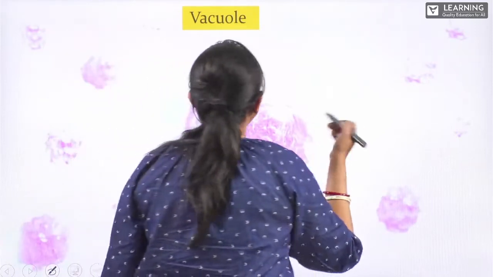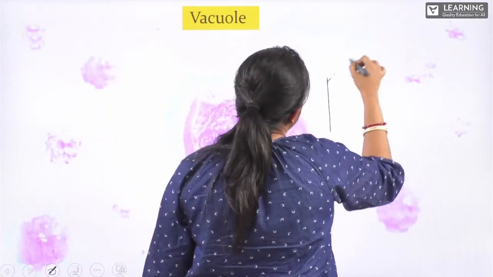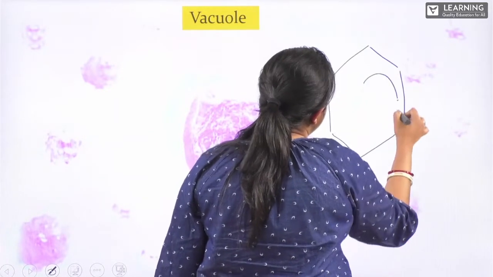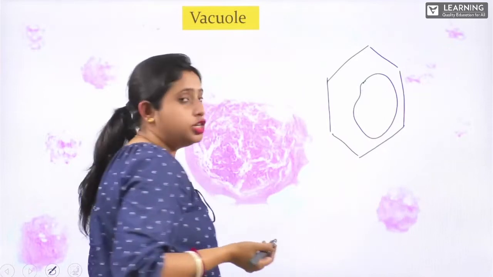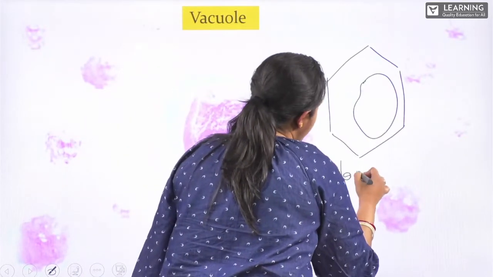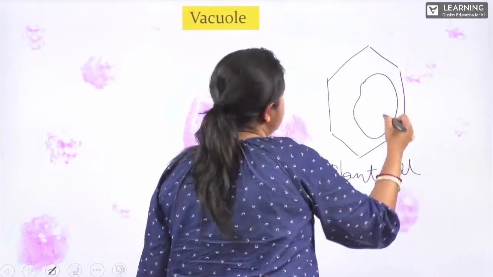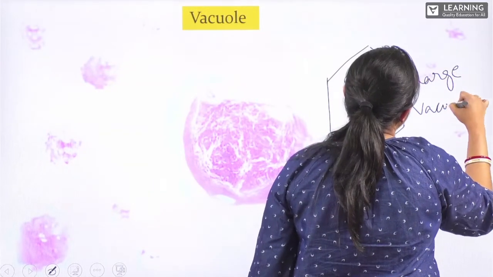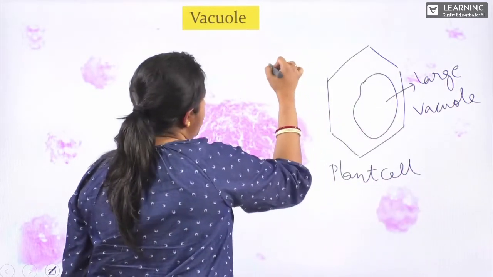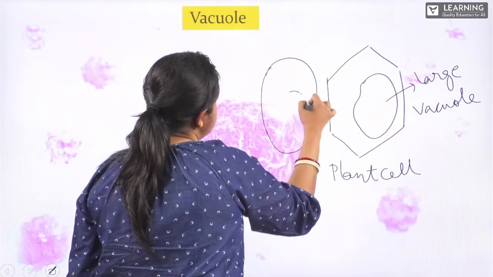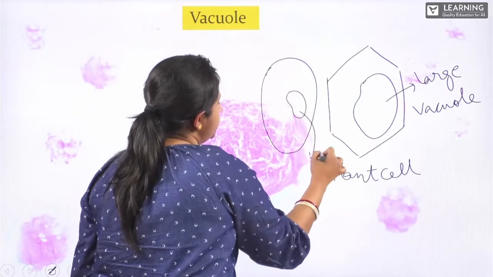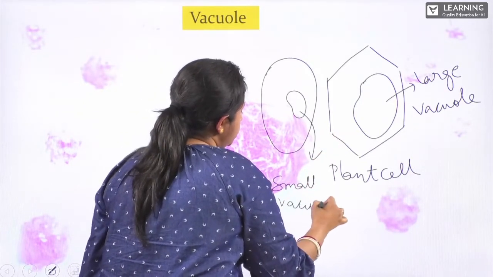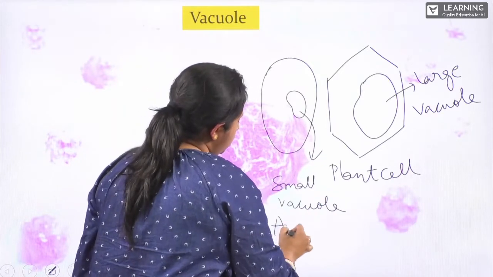If we see the plant cell, which looks like this, in case of the plant cell they will have a very large vacuole. Whereas in case of the animal cell, the vacuole will be small. The animal cell has got a small vacuole.